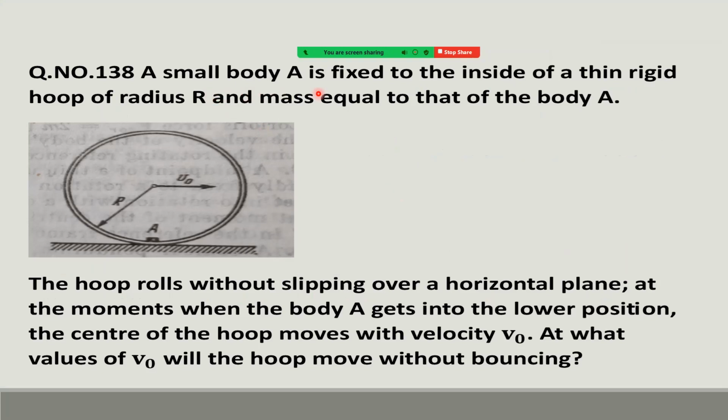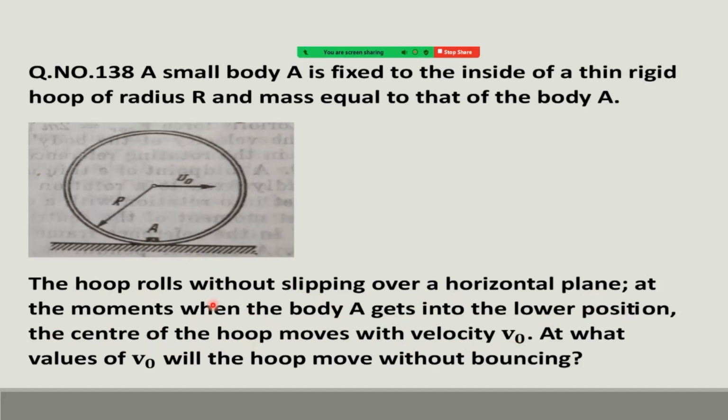A small body A is fixed to the inside of a thin rigid hoop of radius R and mass equal to that of the body A. It is given. Hoop means ring. A ring and this small body, both having the same masses. The hoop rotates without slipping over a horizontal plane. At the moments when the body A gets into the lower position, the center of the hoop moves with a velocity v naught.